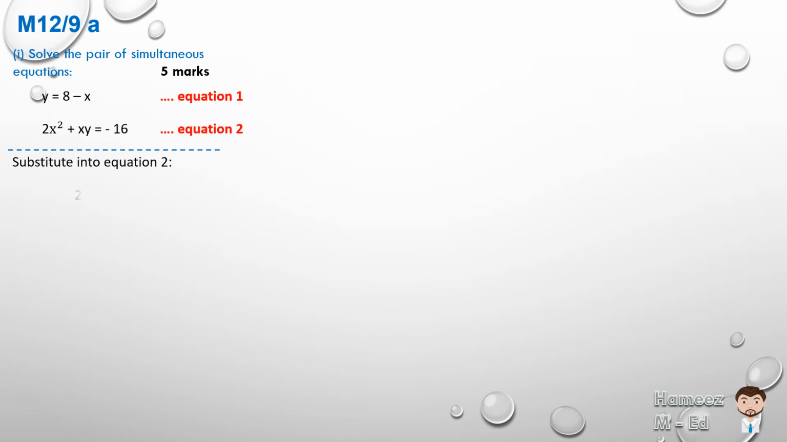So let's write equation 2, 2x squared plus xy is equal to minus 16, and we know what y is from equation 1, so we can substitute that: 2x squared plus x times (8 minus x), because that's y from equation 1, equal to minus 16.